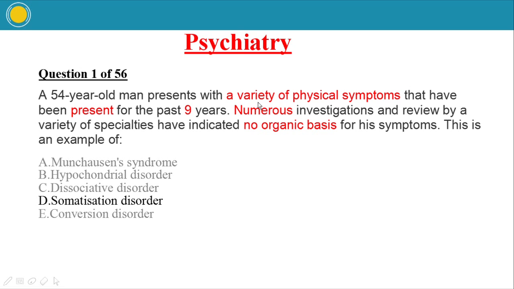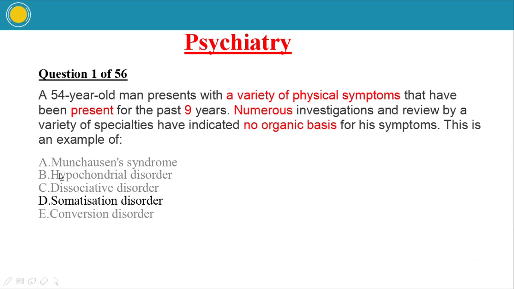Here we have marked up the very important info: this is a 54-year-old man with a variety of physical symptoms present for the past 9 years. Even with 9 years of physical symptoms, numerous investigations reviewed by a variety of specialties have indicated no organic basis for the symptoms. That means these symptoms are unexplained symptoms, and for unexplained symptoms, we consider psychiatric problems.